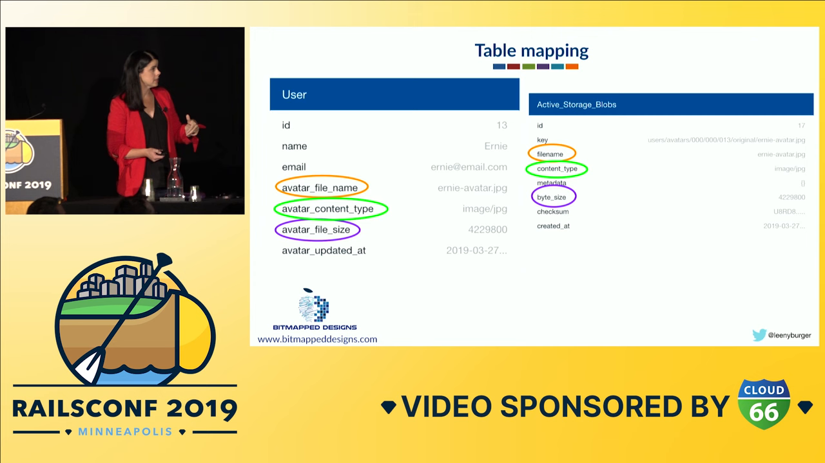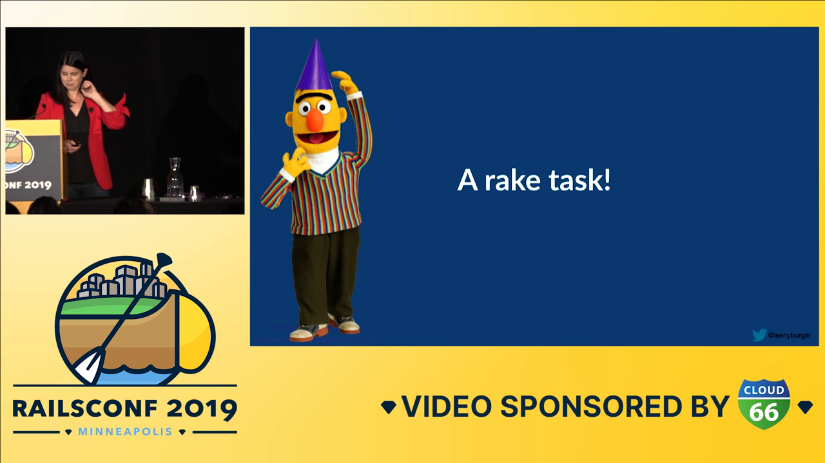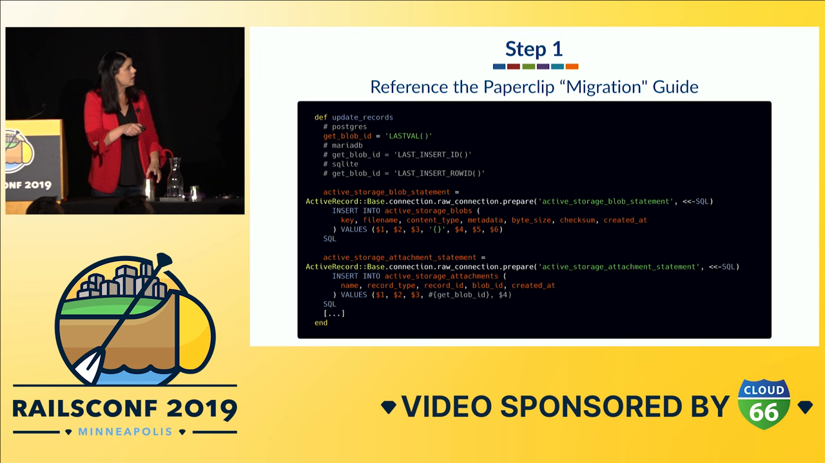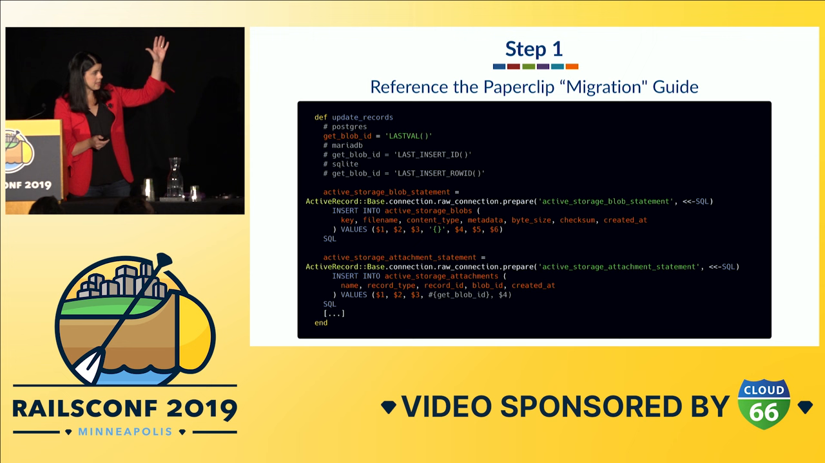So let's get started on that rake task. The good people of ThoughtBot put together the skeleton of a task that's an excellent starting place. As I mentioned, they actually use a migration. As I mentioned, I would recommend using a rake task. If we look at this, we get our blob ID, and then these two statements are just defining our insert statements. So this is actually all pretty cut and paste for you.